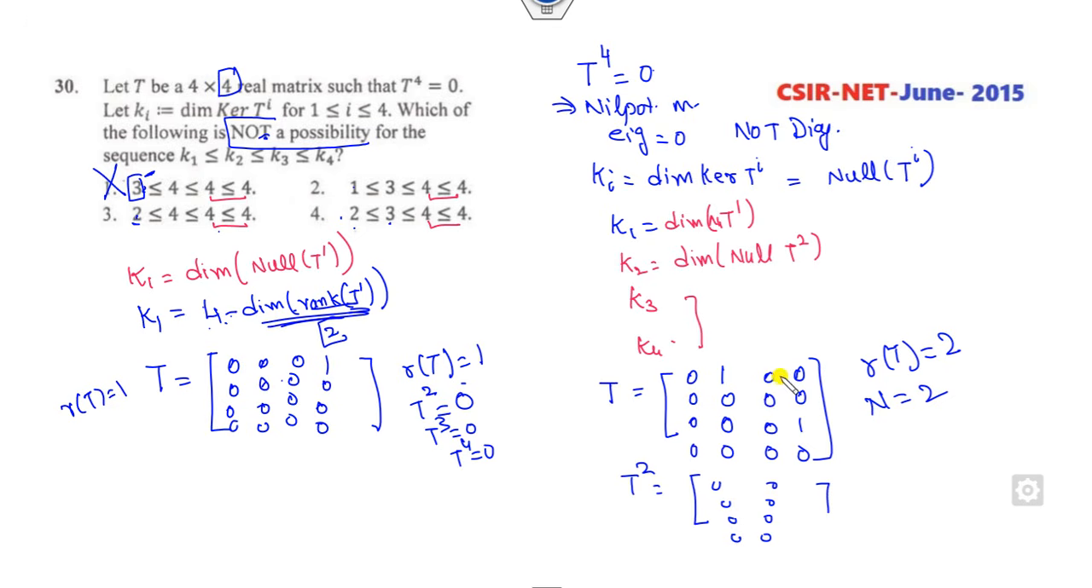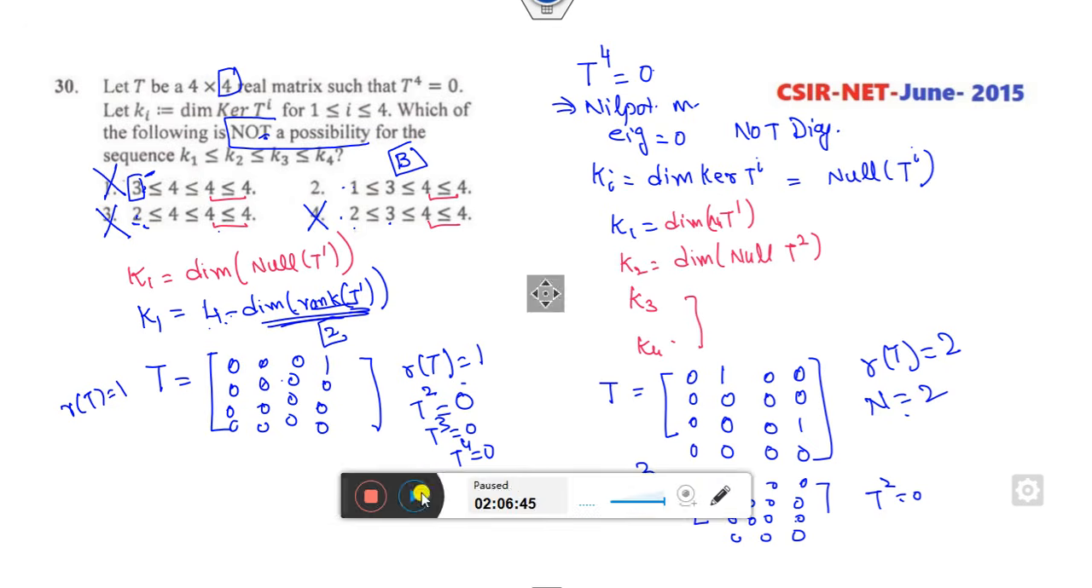If I multiply the first row by the second column, this value will be 0, second row also 0, fourth row is also 0. Now we need to check only these values. So what is the answer of this? If you multiply T square into T, what will be the answer? It is again 0. So again T square will be 0, T cube will be 0 and so on. It means nullity 2 is satisfied. So this option will not be there. Only the remaining option B is the correct answer of this problem.